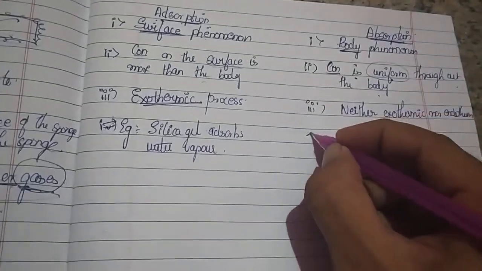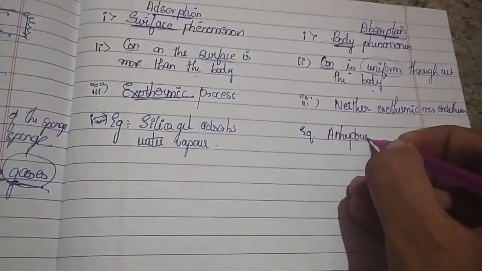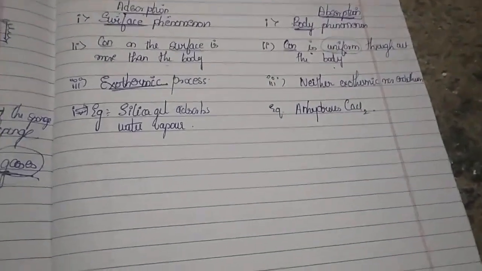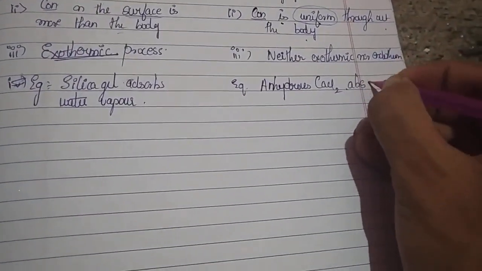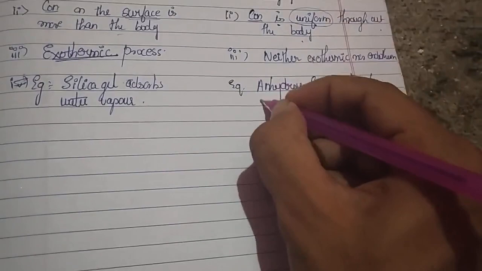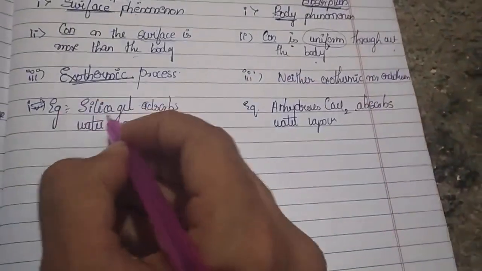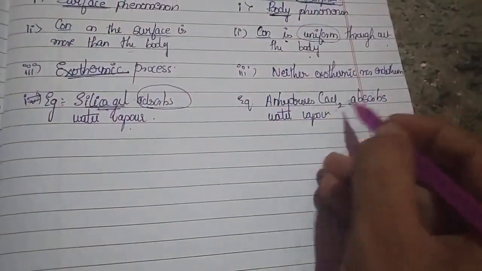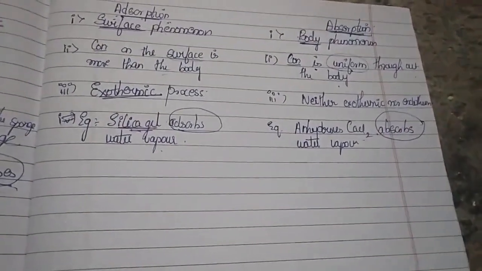Whereas in this part I can give as an example anhydrous calcium chloride, anhydrous CaCl2. It absorbs the water vapor. Whereas your silica gel, what does it do? It only adsorbs the water vapor. Whereas your anhydrous calcium chloride absorbs the water vapor.